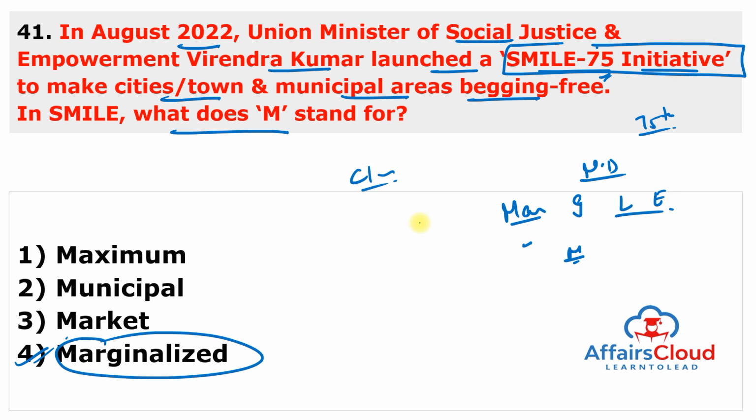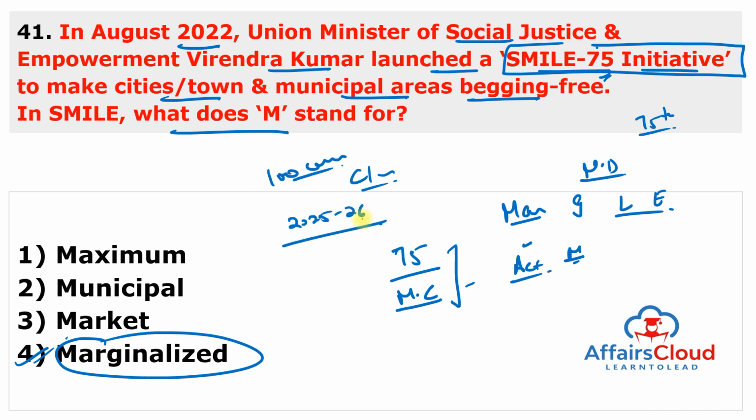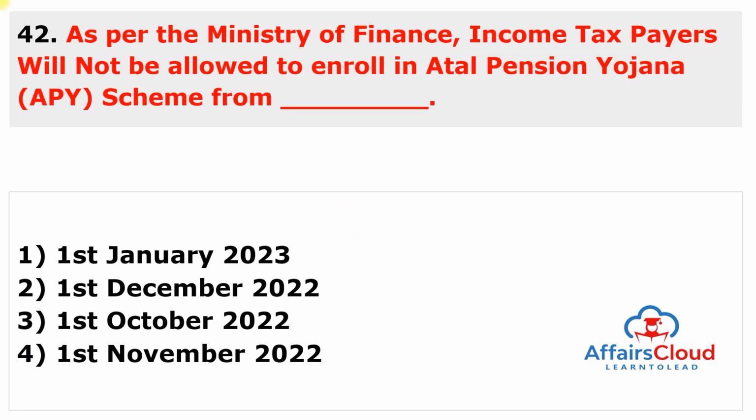And under this initiative, the central government has identified 75 municipal corporations to implement comprehensive rehabilitation of persons engaged in the act of begging. And the Ministry of Social Justice and Empowerment has allocated a total budget of rupees 100 crore for the SMILE project till 2025-26. Moving to next question.